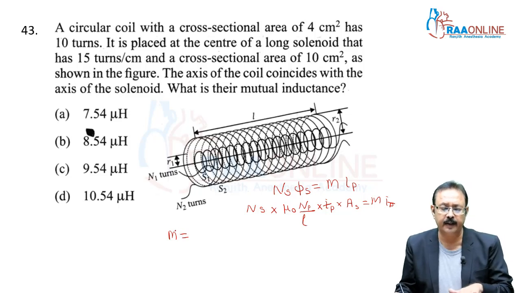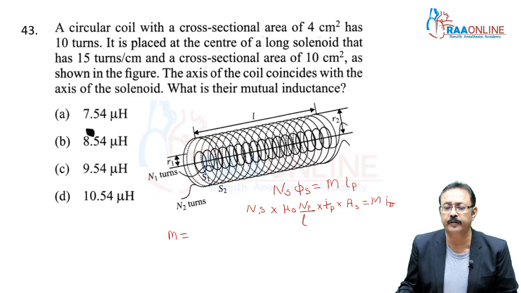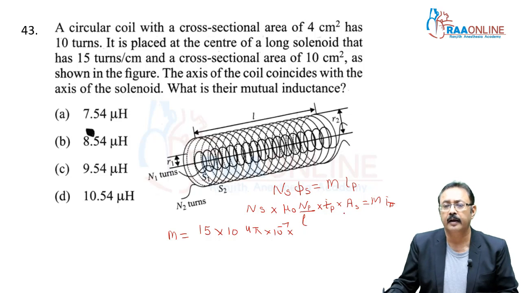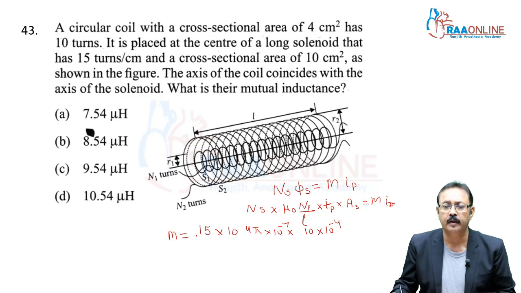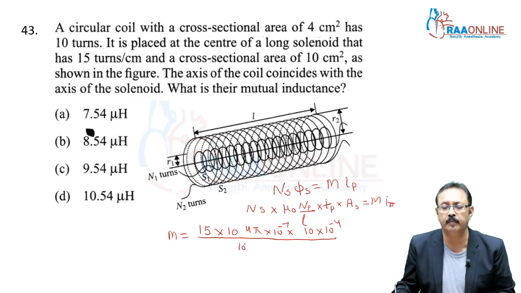So now everything is given, so we can put the values. Number of turns given is 50 turns per centimeter and 10 turns, 15, 10. Mu naught upon 4 pi means 4 pi into 10 to the power minus 7. Area 10 centimeter square means 10 into 10 to the power minus 4. Length: turns per centimeter, 1 centimeter means 10 to the power minus 2 meter.